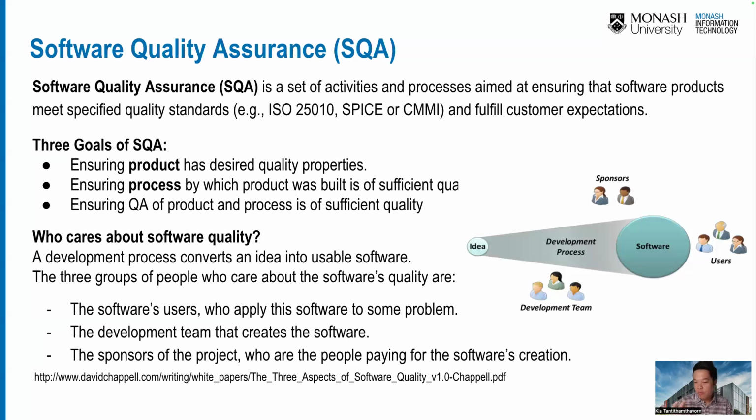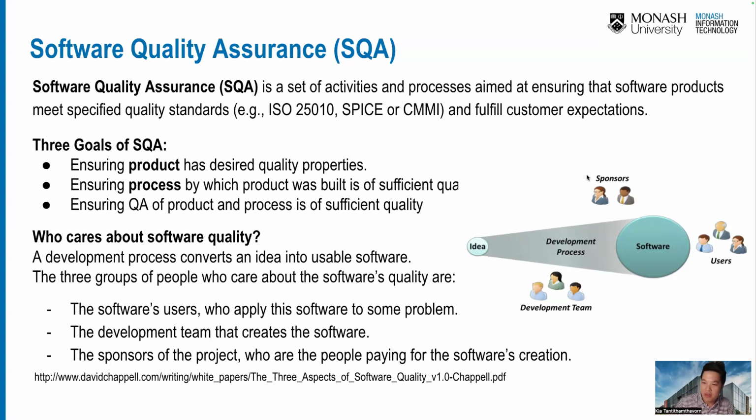Okay, and in real world software organizations, who cares about software quality? Based on this white paper here, right, there are actually three stakeholders who care the most, right? First, definitely the end user. Whoever uses the software system should care the most, right? They want to use a high quality application whatsoever, right? The development team, the people who develop the software, they should care about software quality. And the sponsors of the project could be the company, whoever is paying for the software creation, that kind of thing.